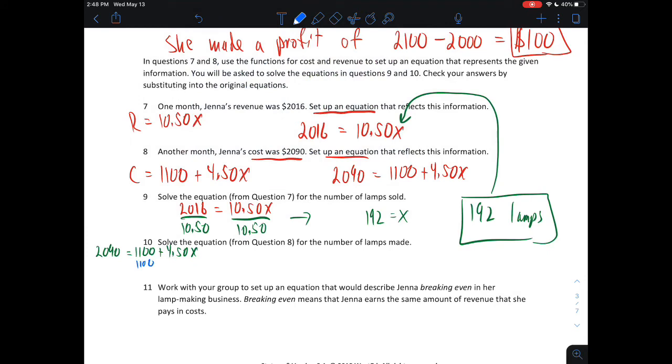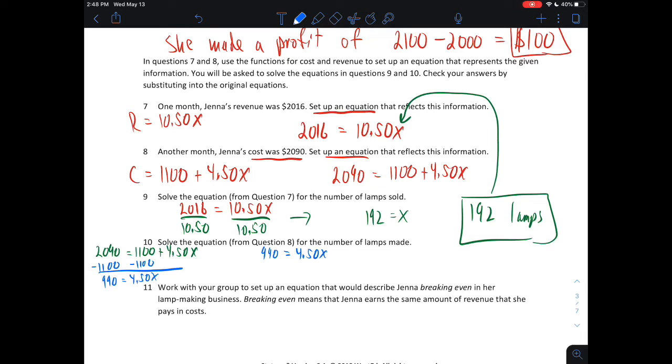But how would I do that? Take a look at the sign of 1100. In the original equation, it's positive. What's the opposite of a positive number? It's a negative, which means subtracting is how we are going to get rid of that from the right-hand side. So 2090 minus 1100, that leaves us with 990, is equal to 4.50x. So now I'm going to rewrite that equation. 990 is equal to 4.50x.